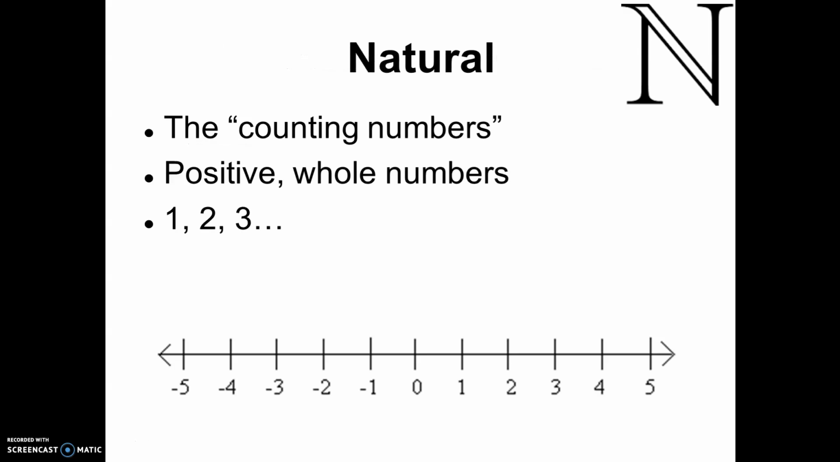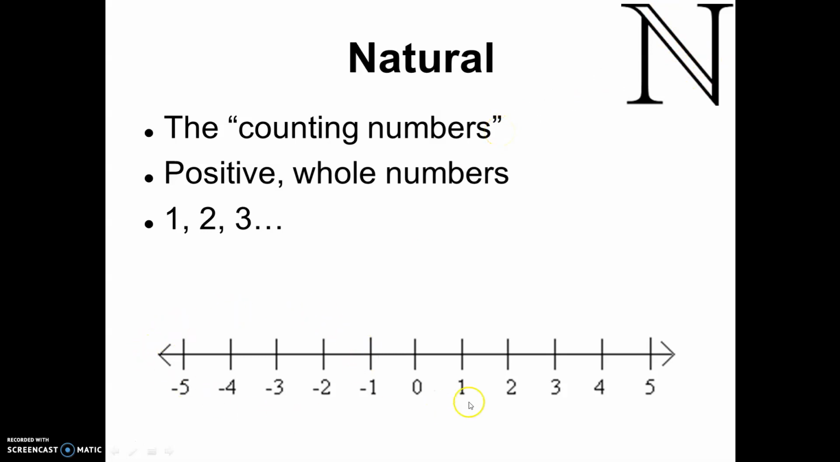Natural numbers we should be quite familiar with. They are the positive whole numbers. They're referred to sometimes as the counting numbers. They're the first set of numbers that you'll learn when you're growing up. So 1, 2, 3, 4, 5, 6, etc. The symbol for natural numbers is an N with a double line on the diagonal.